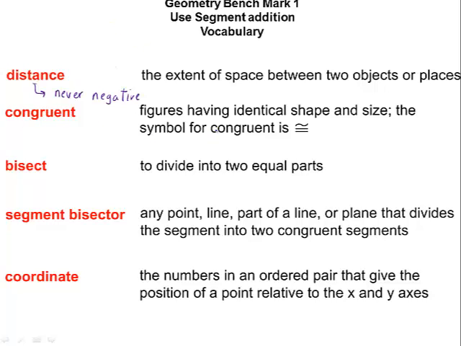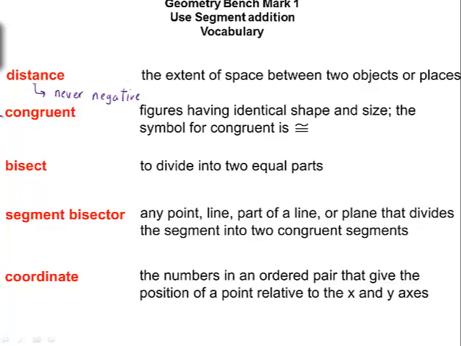Congruent is to have an identical shape and size. So if the area of a square and a rectangle are the same, they're still not congruent. They might be the same size, but they're not the same shape. So you have to be the same shape and the same size to be congruent.